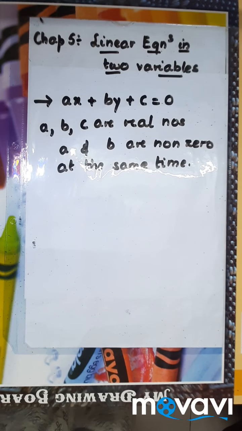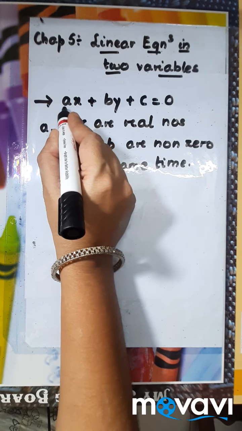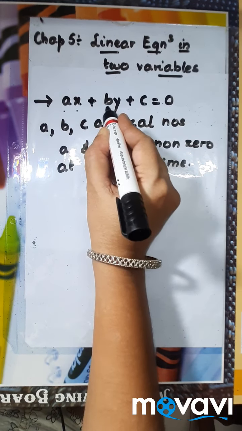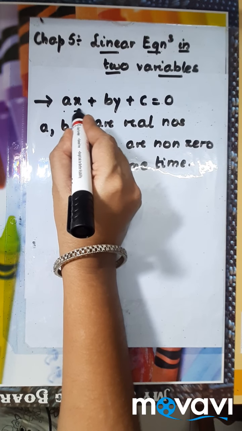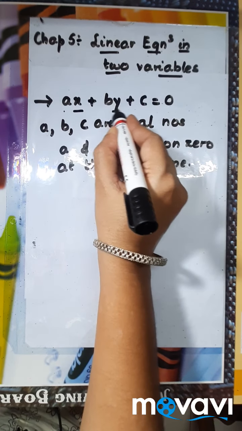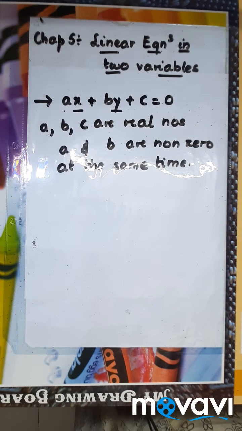We will start with the second term chapter, linear equations in two variables. Last year we studied linear equations in one variable. This year we have two variables. This is my equation, ax plus by plus c is equal to 0. x is one variable and y is the second variable. So we have two variables, x and y.